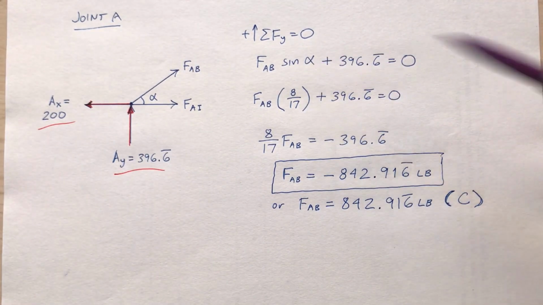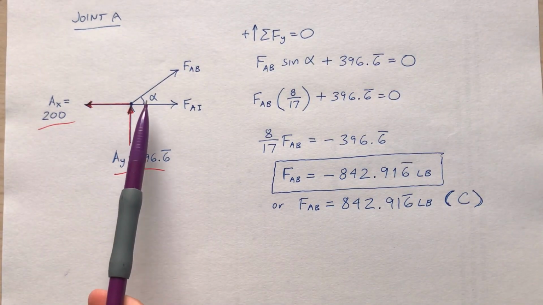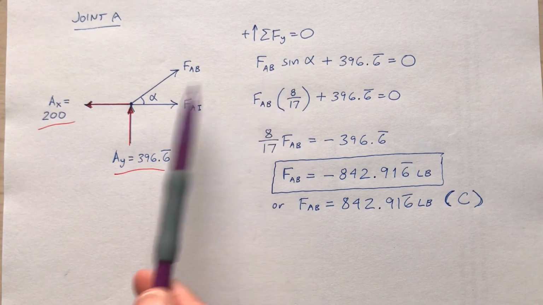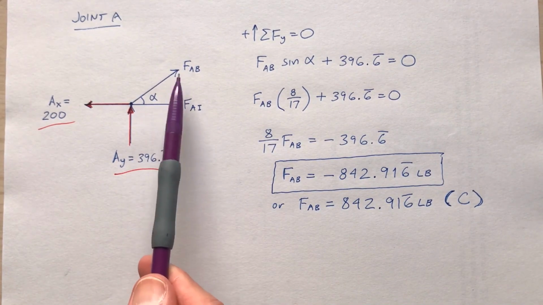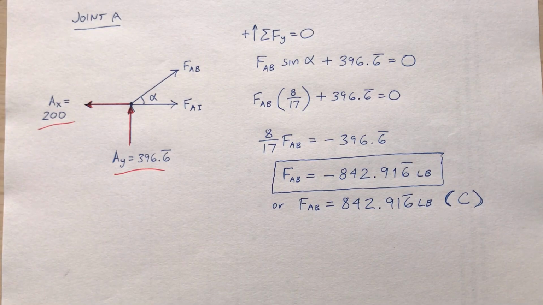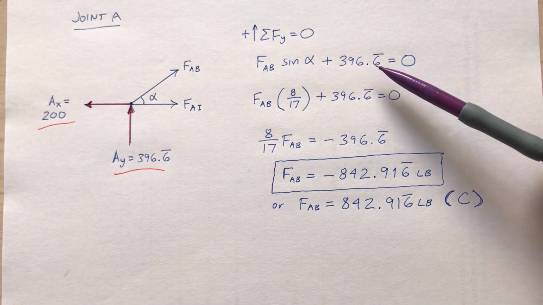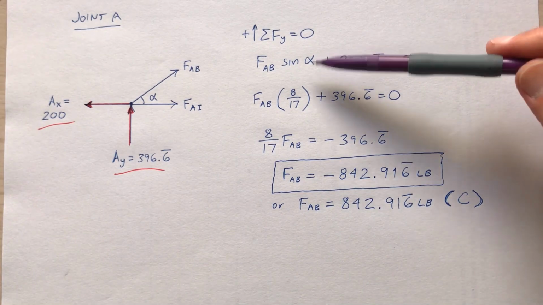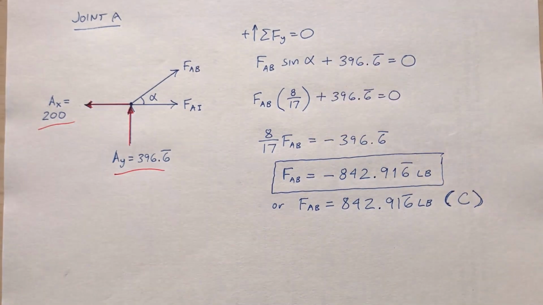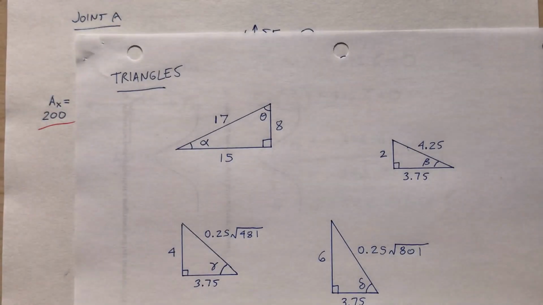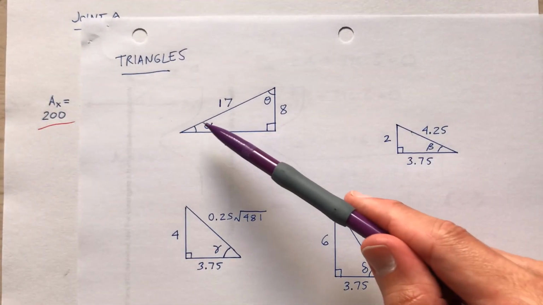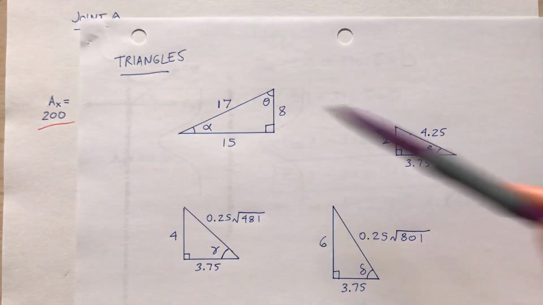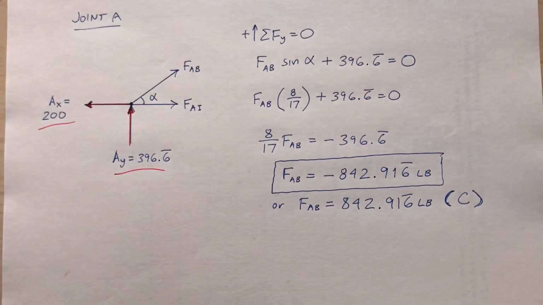So F sub AB sine alpha, here's angle alpha, the sine because I would be talking about the vertical component of F sub AB, plus 396 and 2/3, that's the A sub y you see here. Sine of alpha is 8/17. How do I know that? Go back to my special triangles. Remember these? So alpha, sine opposite over hypotenuse, 8/17.